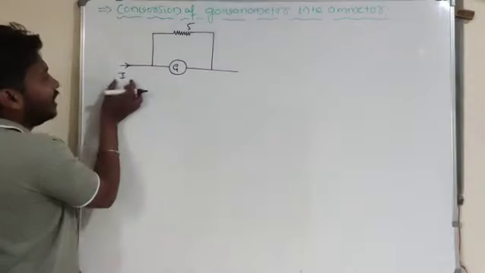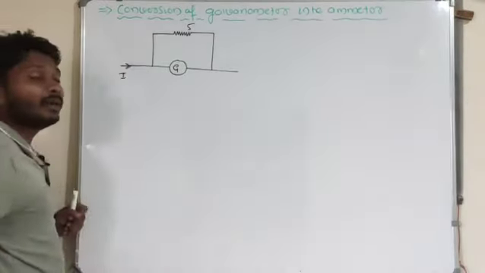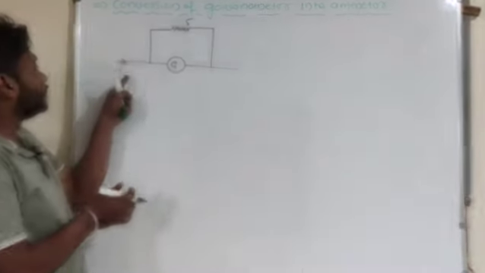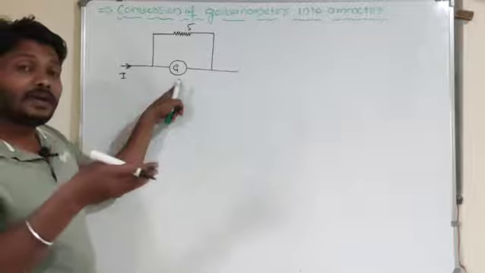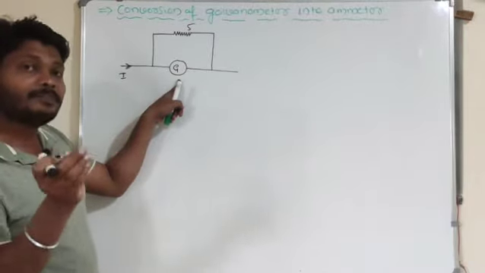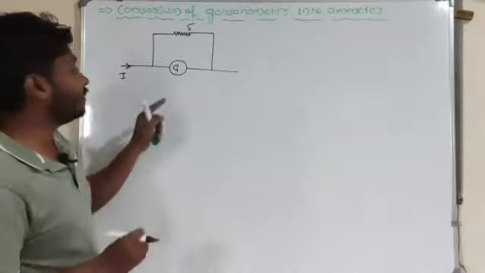Look here, in order to avoid the damage of the galvanometer. How does the galvanometer get damaged? If a large quantity of current enters, it will get damaged. Now, instead of a large amount of current, I want a very small amount of current to flow through the galvanometer.